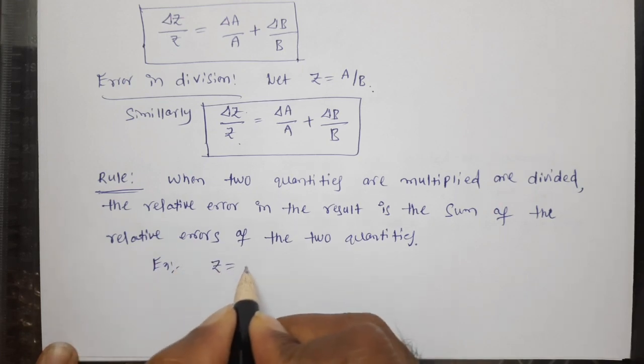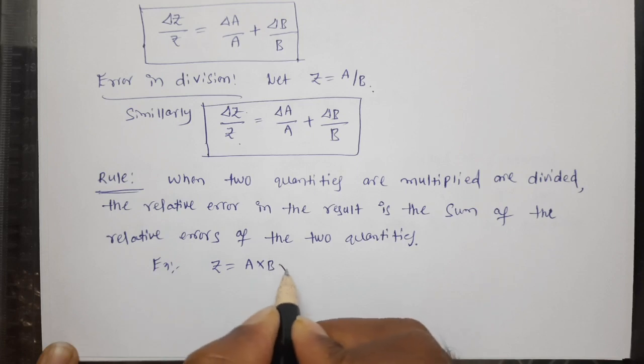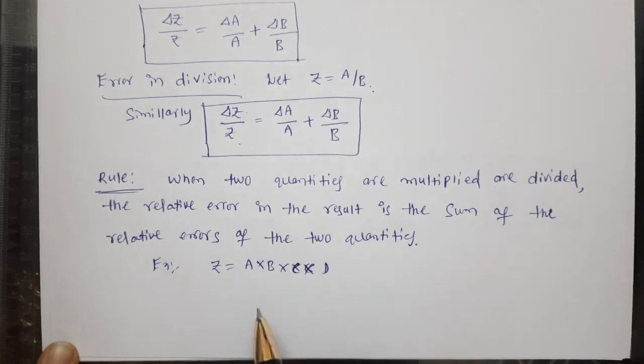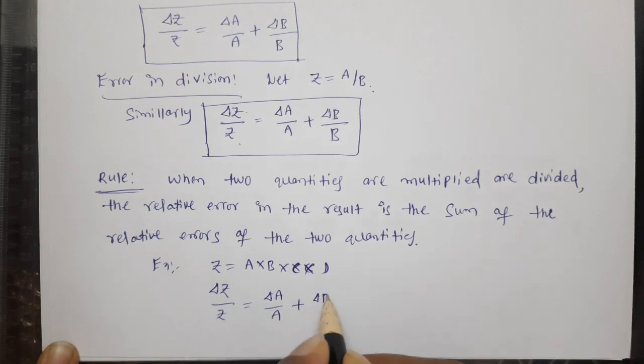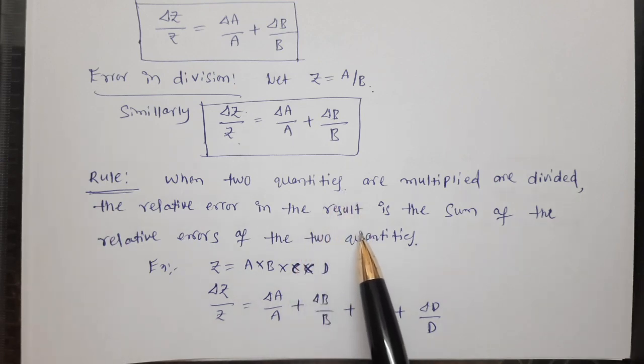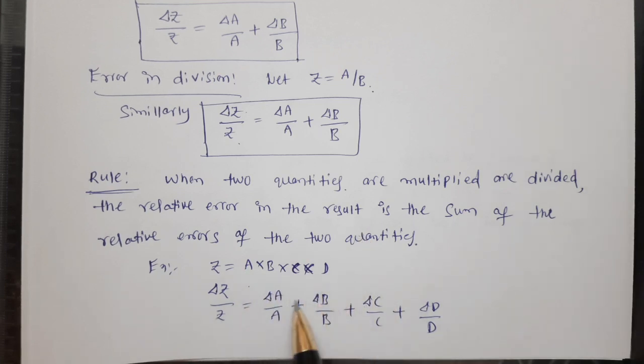If z is equal to a into b into c into d, then we can write delta z by z is equal to delta a by a plus delta b by b plus delta c by c plus delta d by d. So this rule is applicable for any number of quantities whenever they are multiplied. Of course, we are writing for only two quantities, but the same relation holds good for any number of quantities.